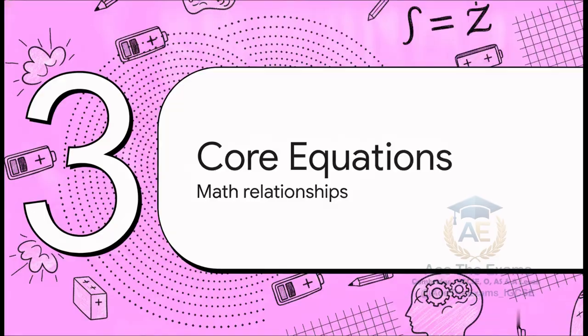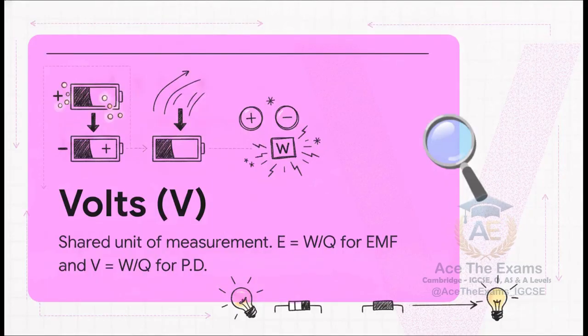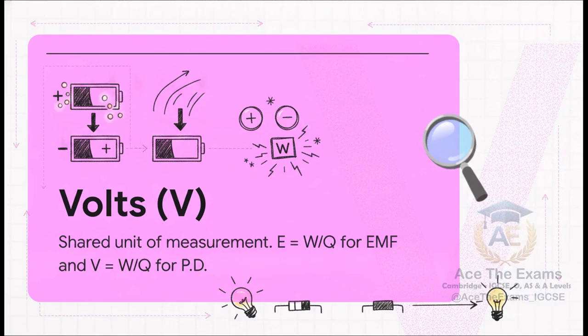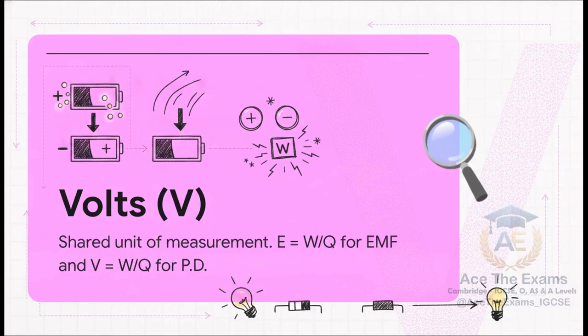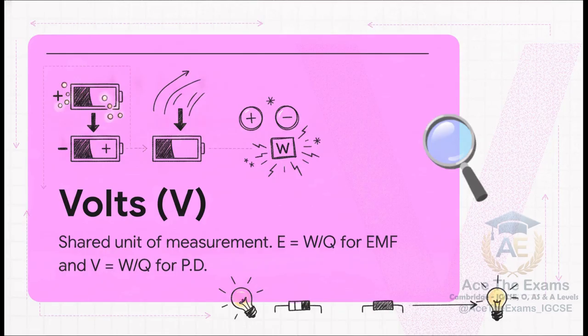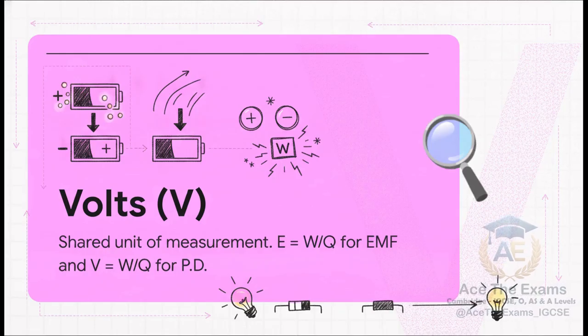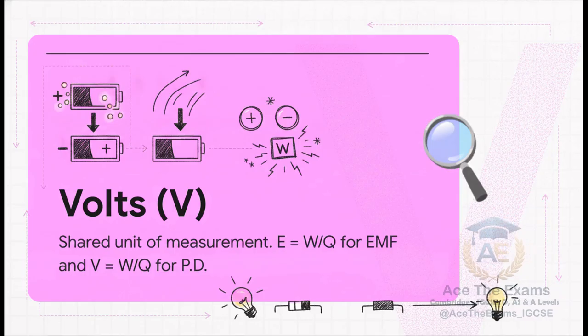Okay, back to the math. Time for our first interactive workshop challenge, the data scan. Look at the formulas on screen. You have 60 seconds in an exam to extract the core trend here. What is it? So the crucial point is that both EMF and PD are measured in volts, represented by the capital letter V. Look at the math.